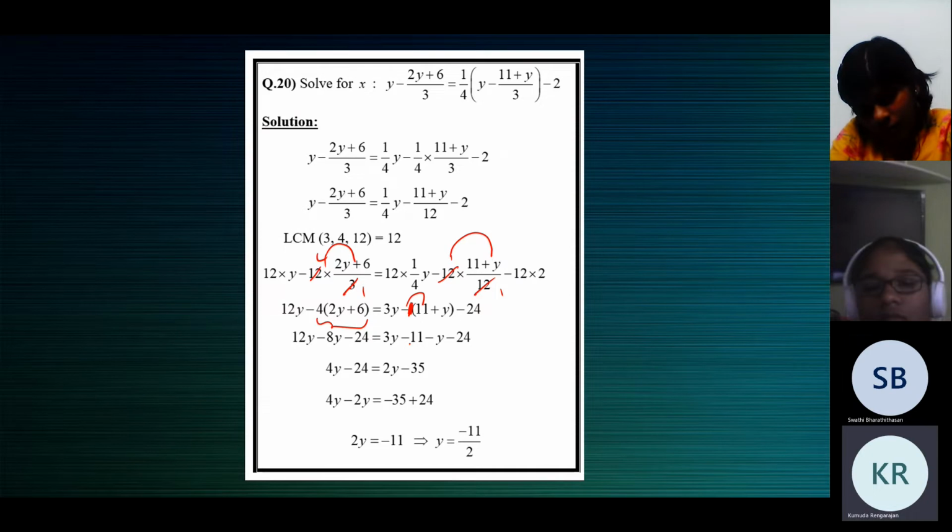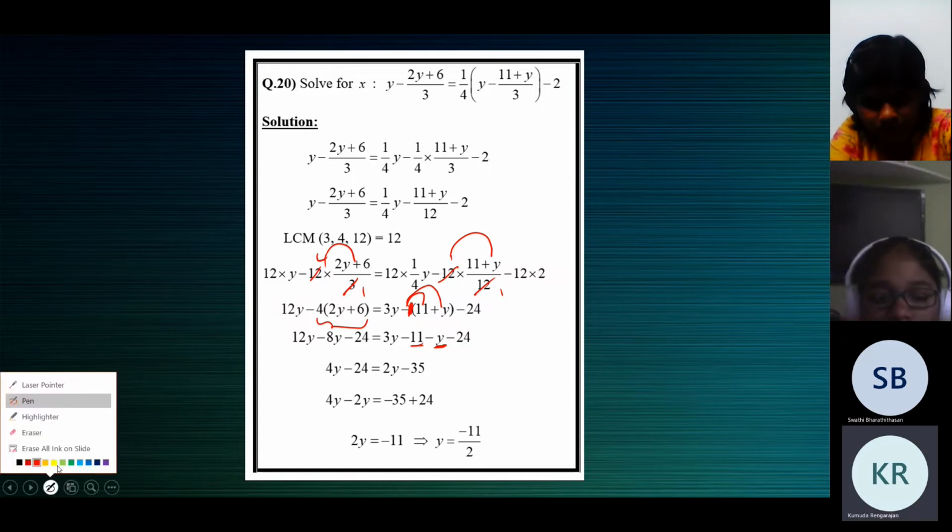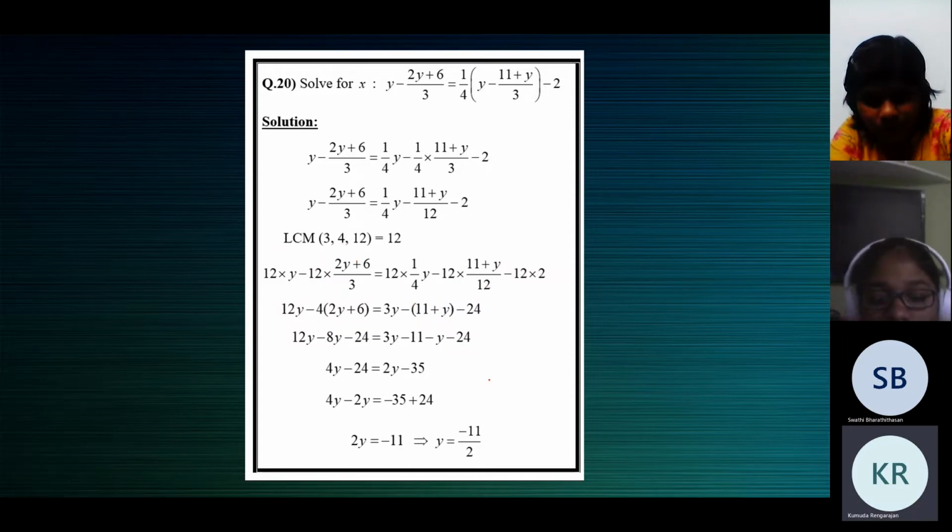So when you multiply these two, you get minus 11. When you multiply these two, you get minus y, because minus into plus is minus. Minus 24, and then taking the y terms to one side, constants to the other side, the value of y is minus 11 by 2.